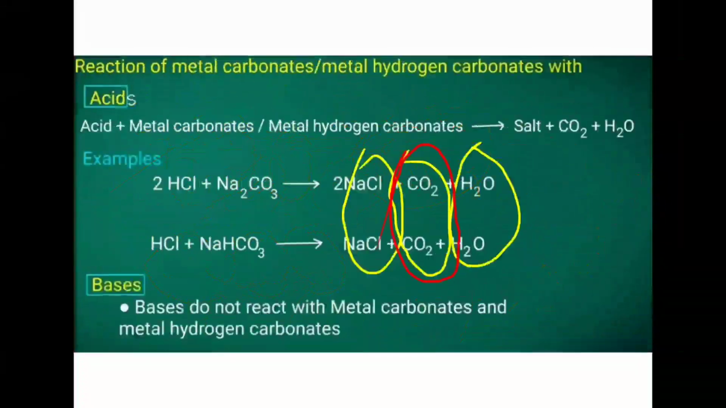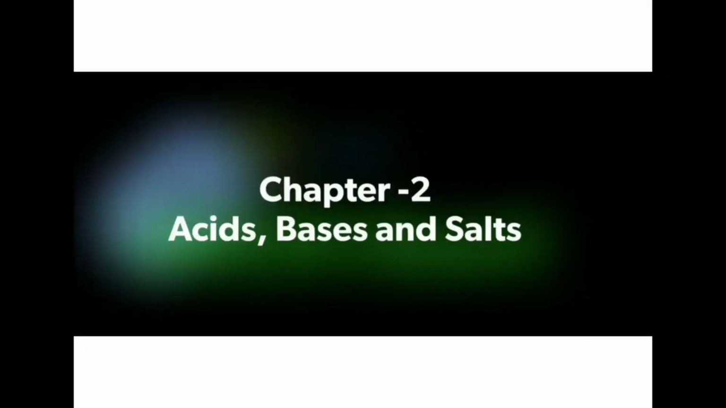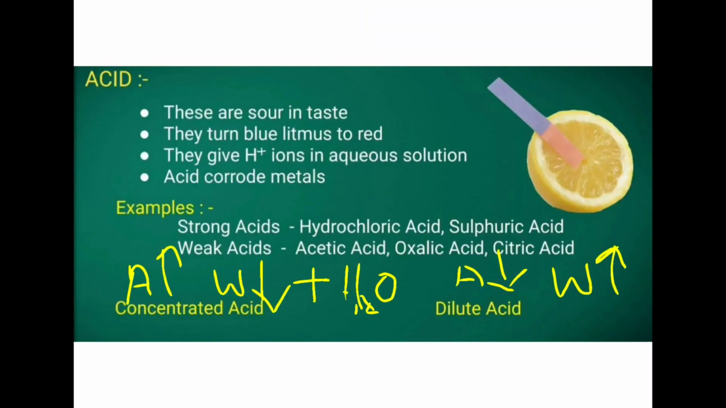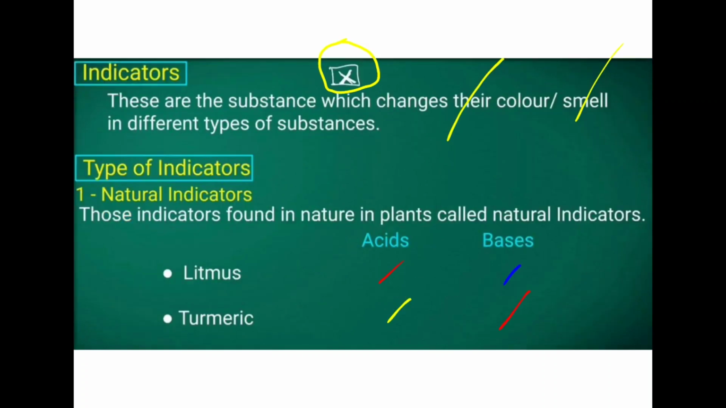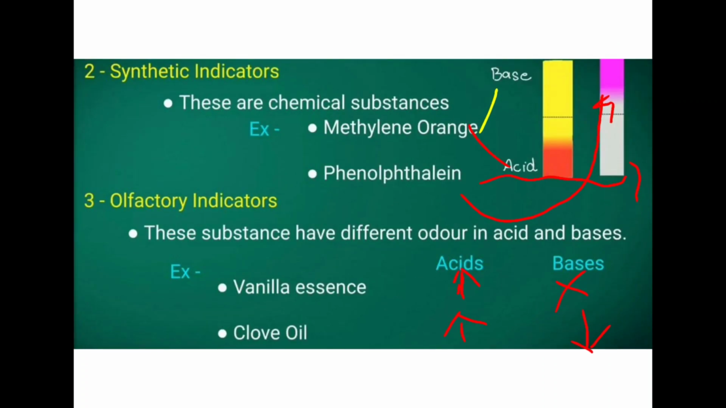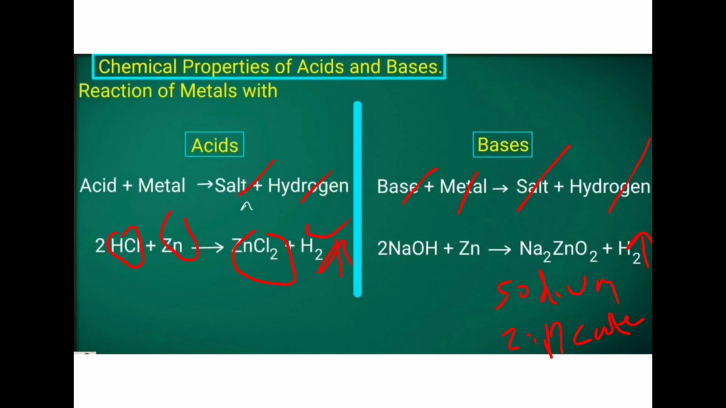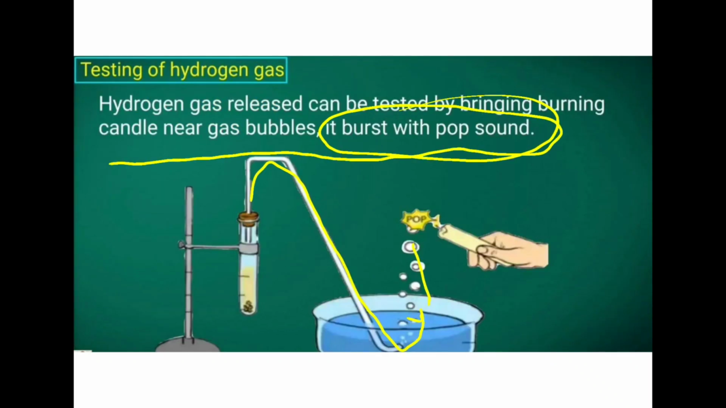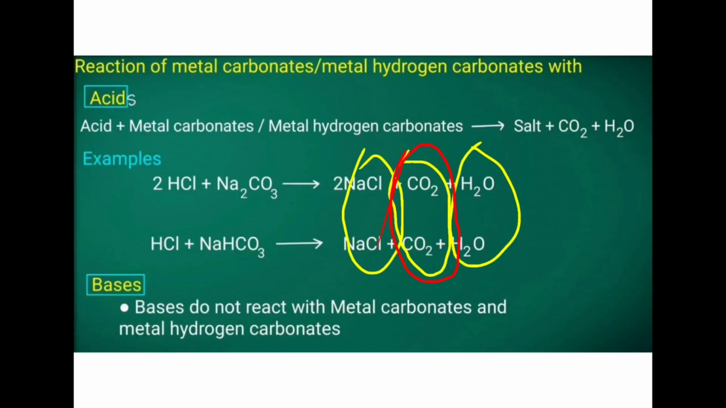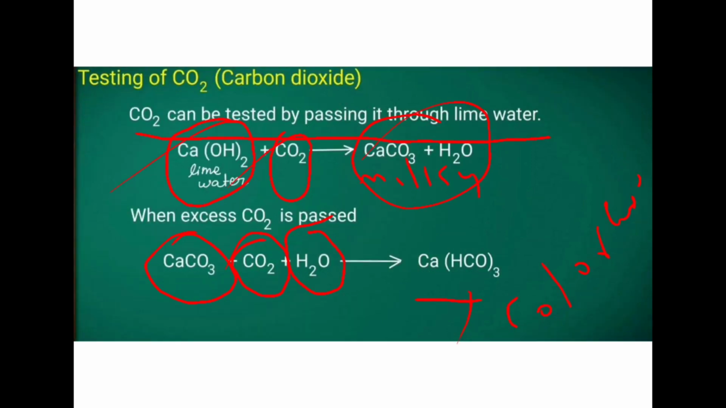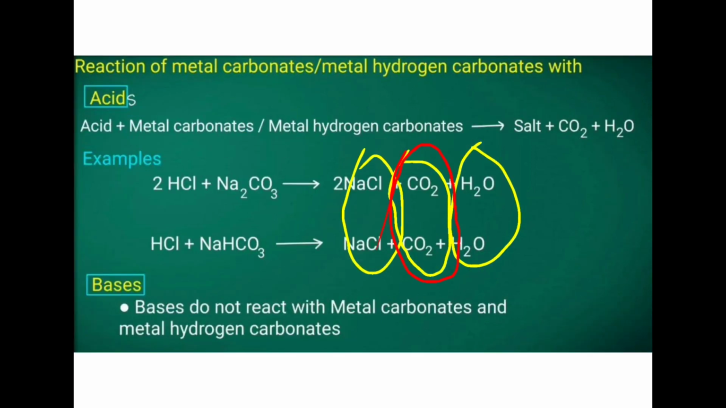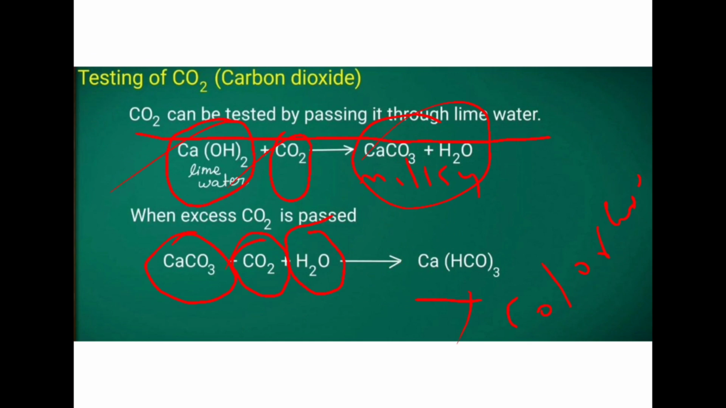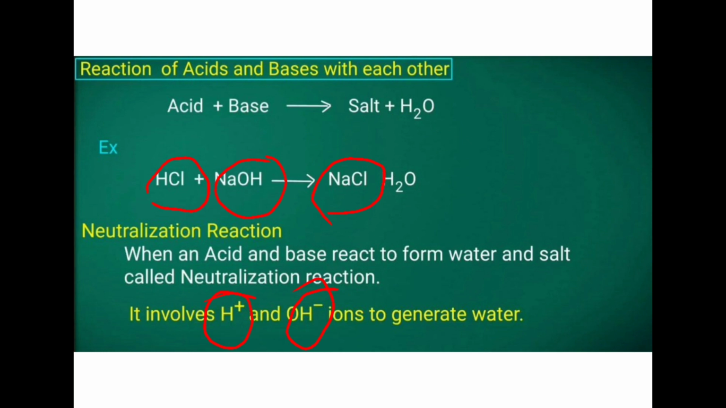So we discussed this much in this chapter. First we discussed what is an acid and what is a base. Then the indicators, different types of indicators. Then the reaction of metal with acid and base, and how we can test hydrogen gas evolution. Then when metal carbonates or metal hydrogen carbonates react with acids and bases, carbon dioxide and water are evolved. Then how we can test the evolution of carbon dioxide, that also we discussed.